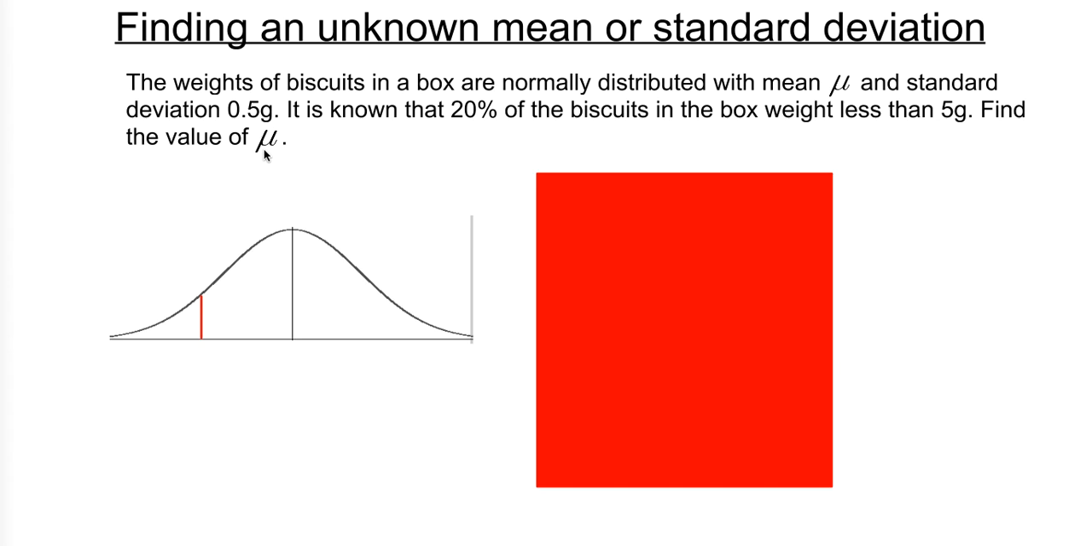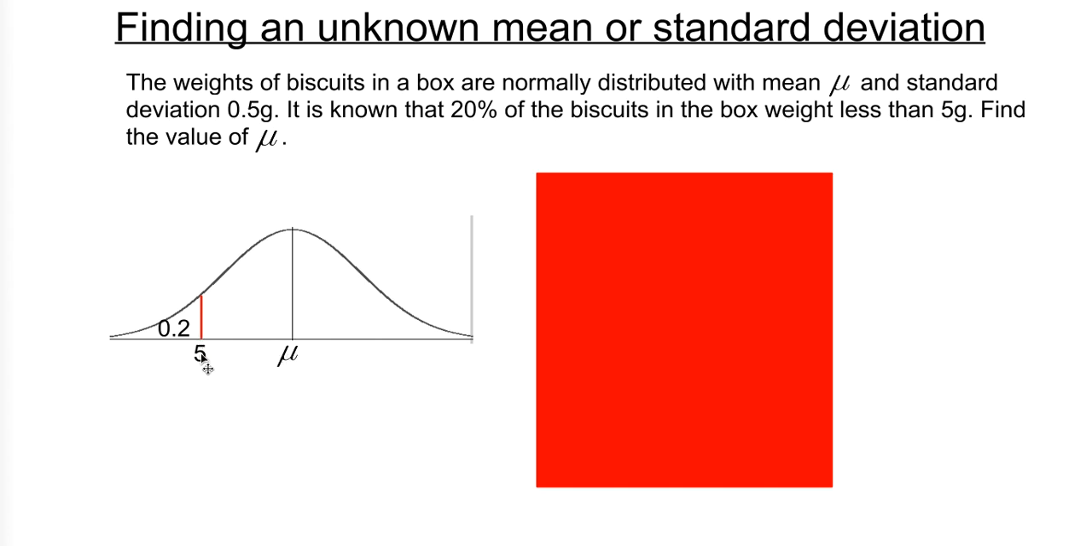As I've mentioned before, sketch it out on a diagram first of all so that you can see what's going on. So what we know is that we've got a mean of mu. We'll put that in the middle. We know that the probability of being less than 5 is 0.2.